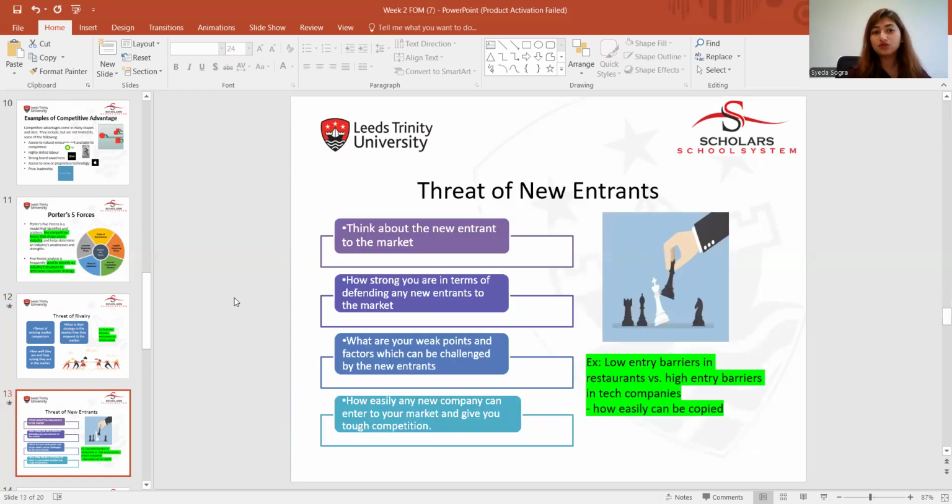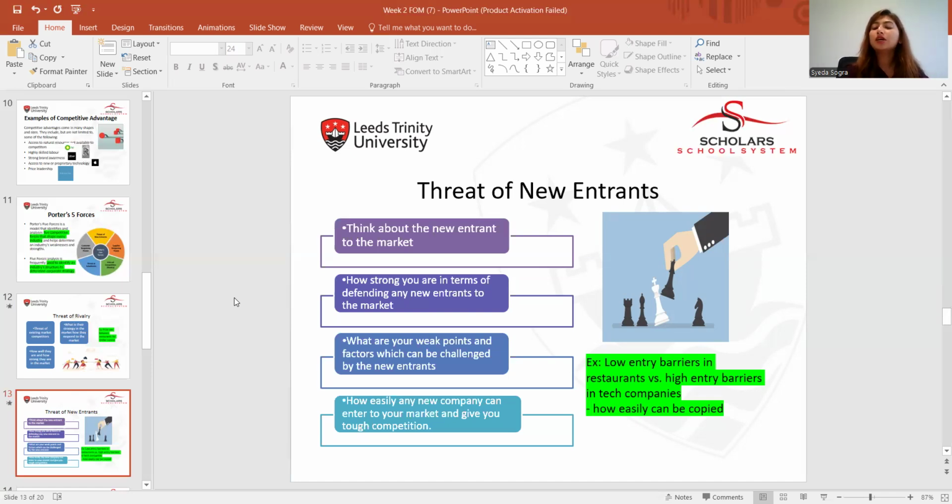Then we have threat of new entrants. That means thinking about the new entrants to the market, and how strong the company is in terms of defending against any new entrant. Is it easy to enter the market, so that many people are starting up and coming to the market, or is it very difficult for new startups to come in? So low entry barriers in restaurants versus high entry barriers in tech companies.